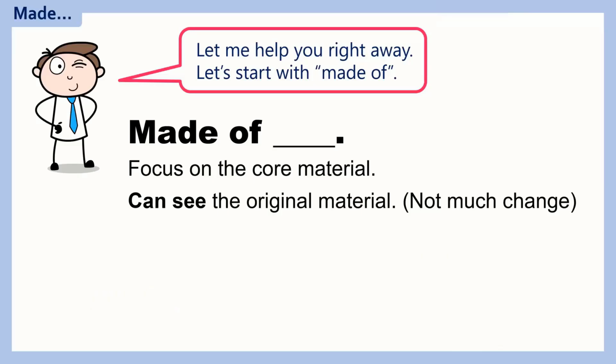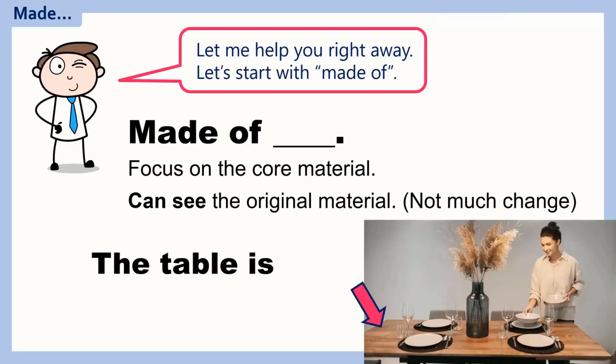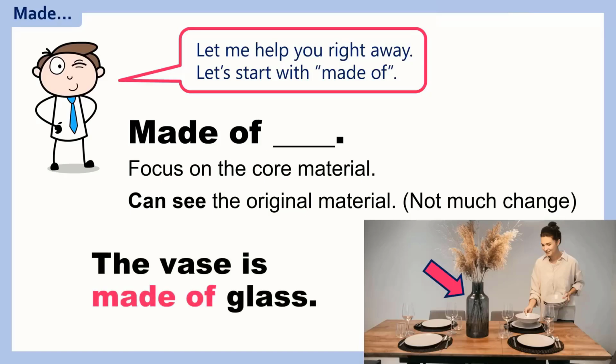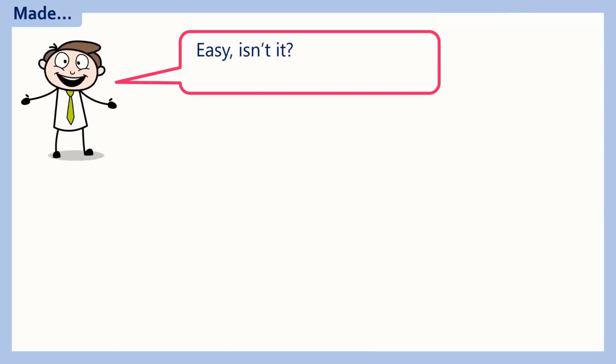Here's another example. The table is, of course, made of wood. You can see the wood. What about this one? The vase. The vase is made of glass. Perfect. It's easy, isn't it?